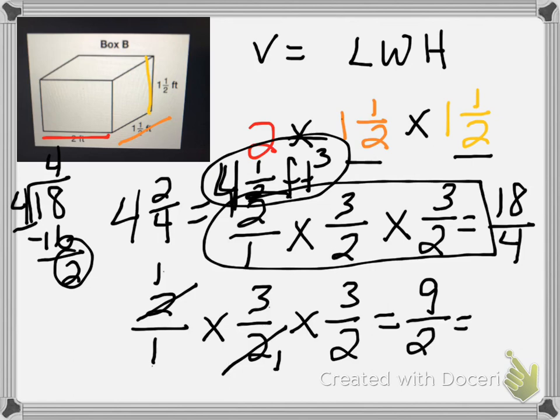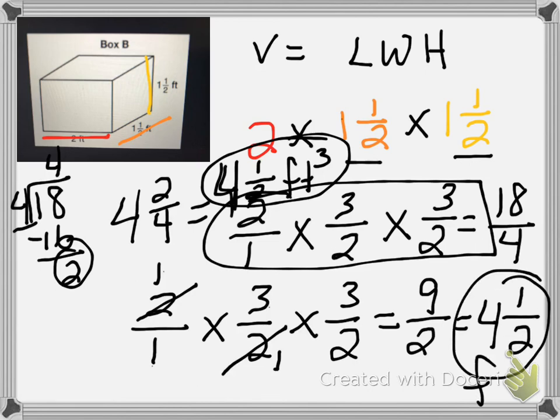And then 9 over 2 can be made into a mixed number. 2 goes into 9 4 times. That leaves us with 1 left over, and we keep our original denominator, which is 2, and we would have 4 1/2 feet cubed, the same answer that we had here with a little less work.